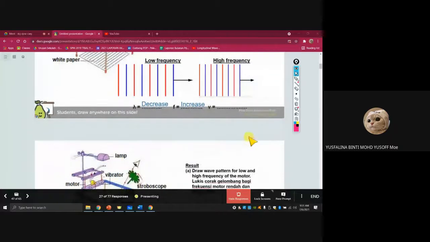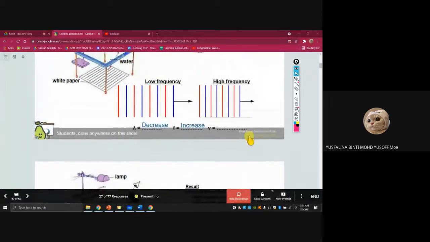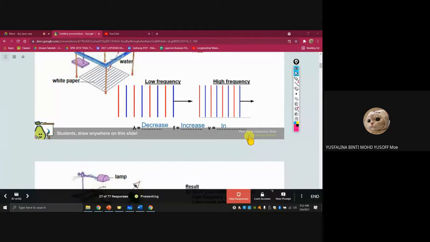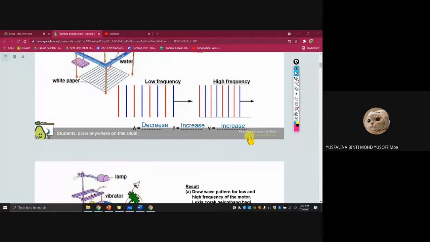Okay, so correct, lambda will decrease. Okay, lambda will decrease. Frequency is increased because you change from low frequency to high frequency, right? So that means the frequency will increase. Okay, so the velocity, okay, V is equal to F lambda.